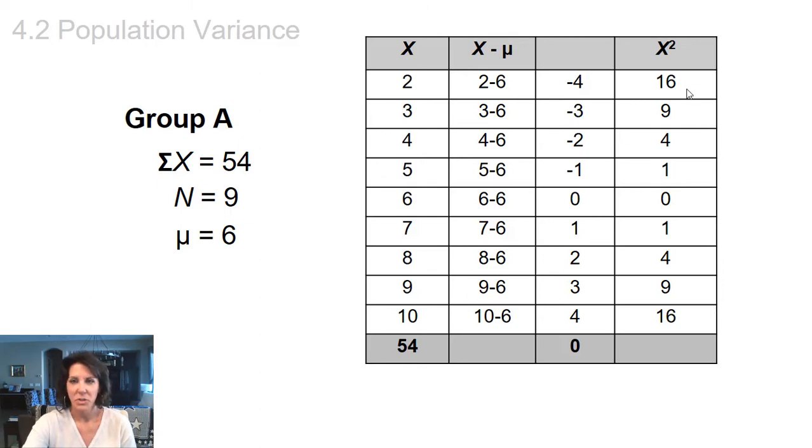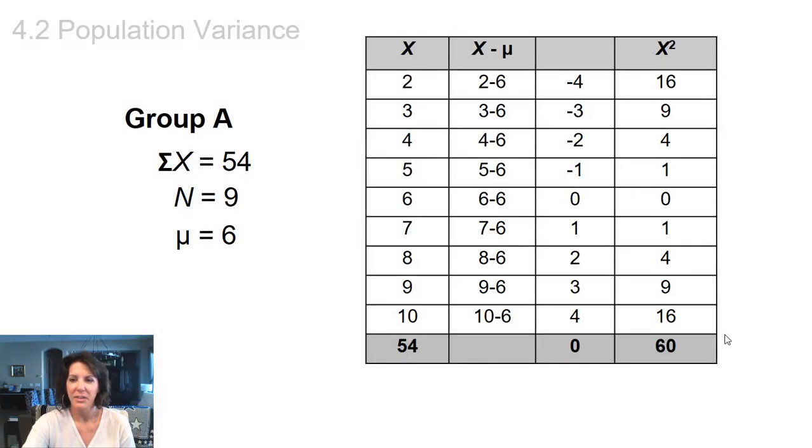So I've squared the deviations and now I'm going to add them up. And if you add all these numbers, you get 60. So right now, my sum of squared deviations is 60. That's going to be helpful for me when I'm calculating variance.